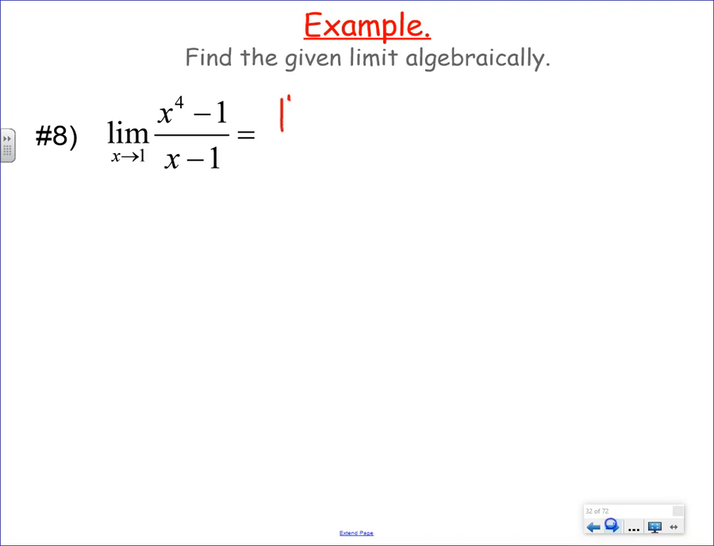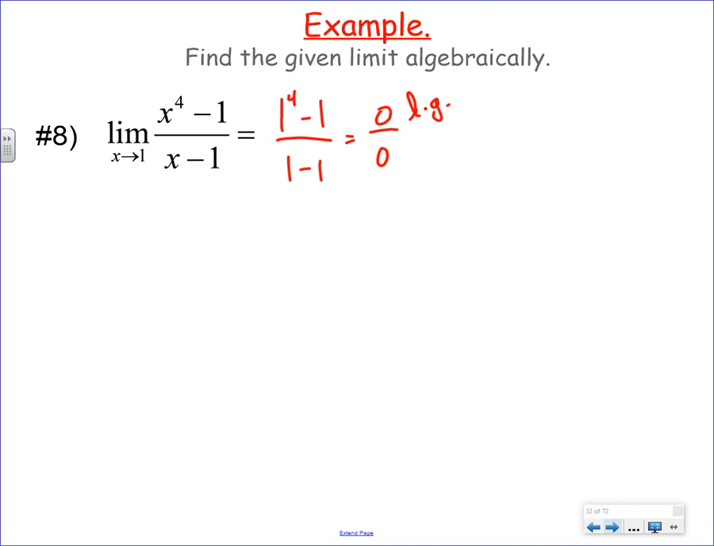And I plug in, I know some of you are really good at mental math, but I want to see it. Now, you don't necessarily need to actually show 1 to the 4th minus 1 over 1 minus 1. But what do I want to see? 0 over 0. Keep going, right? 0 over 0, keep going.